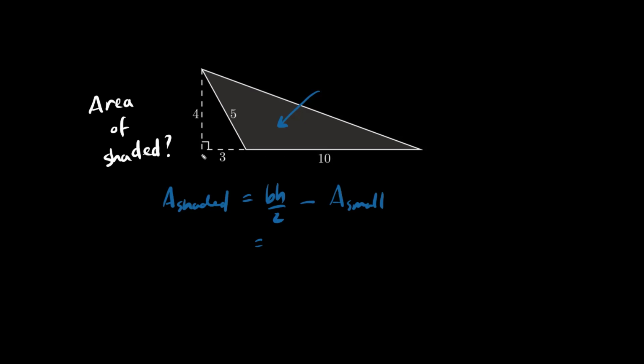We have the base, which is 3 plus 10. So we have 13 times the perpendicular height, which is 4, divided by 2, minus the area of the small hollow triangle, which is here, which is also base times height divided by 2. Now the base here is 3, and the height here is 4. So what we have is 4 divided by 2 is 2, times 13 is 26, minus 4 divided by 2 is 2, times 3 is 6. So we have 20 units squared.